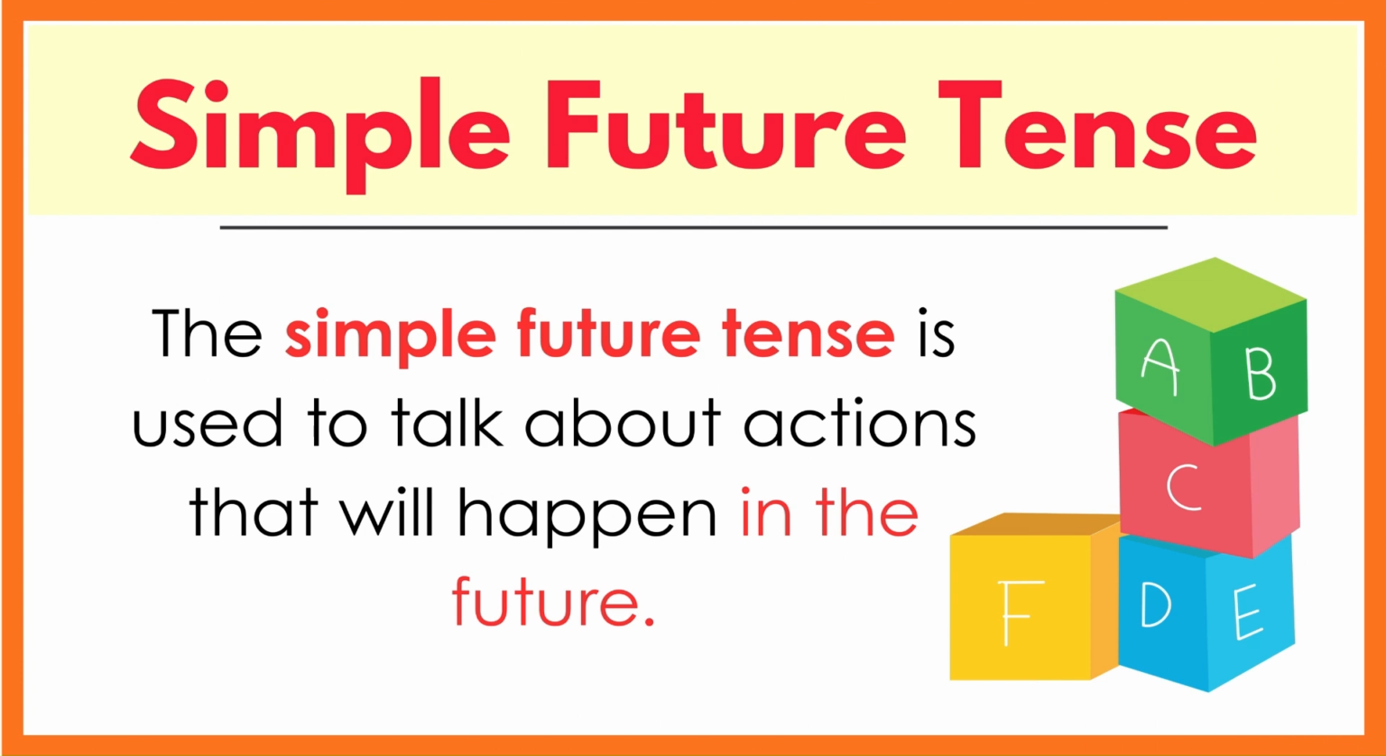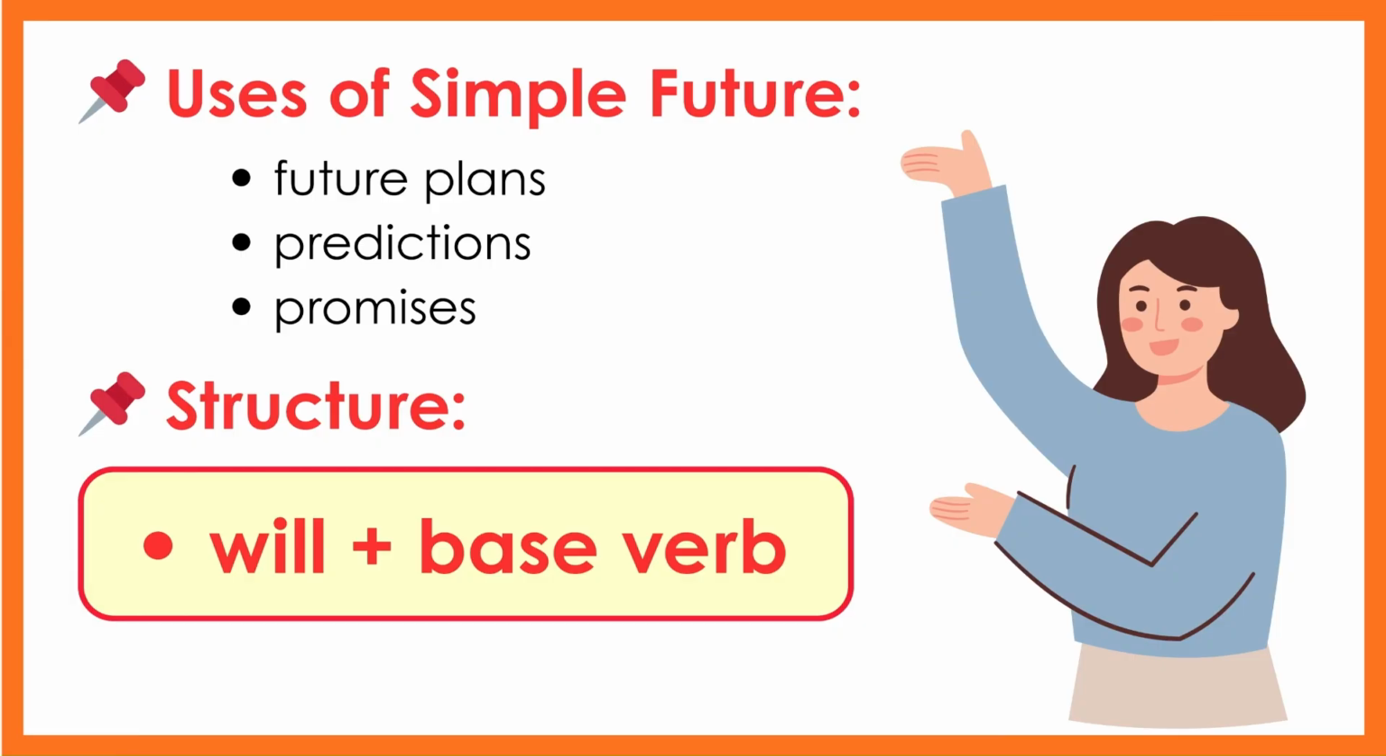And the last tense of the verb, the simple future tense. The simple future tense is used to talk about actions that will happen in the future. It shows actions that have not happened yet but are expected to take place later. It is used for future plans, predictions, and promises. The structure is will plus base verb.